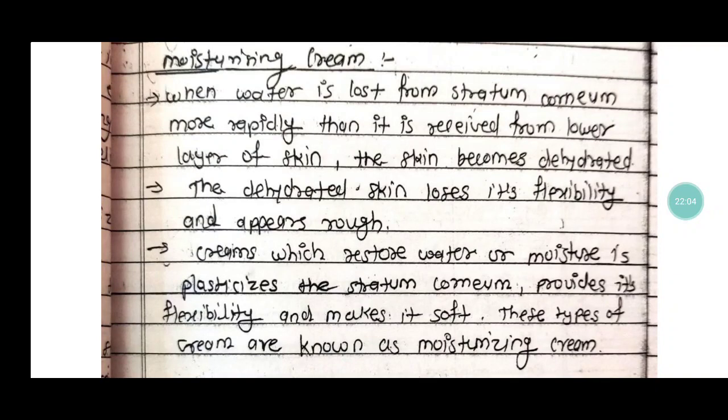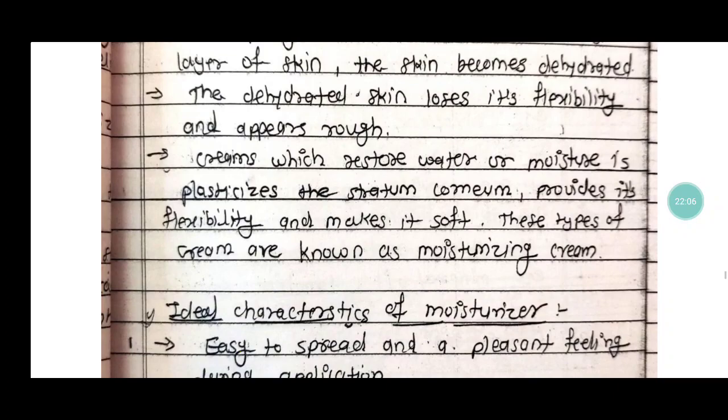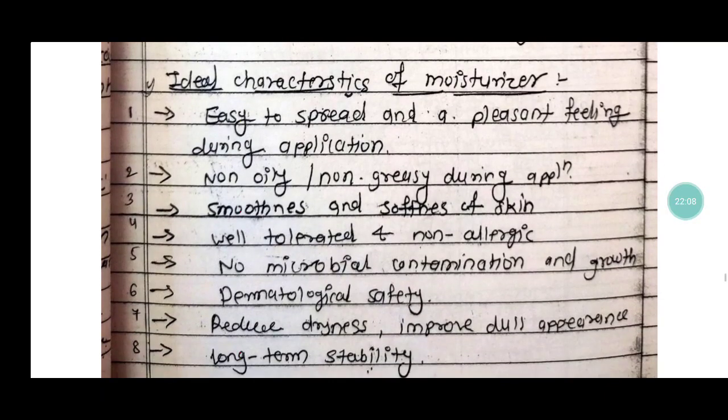So creams which restore water or moisture plasticize the stratum corneum, provide flexibility and make it soft. These types of creams are known as moisturizing creams. The ideal characteristics for moisturizers: it is easy to spread and pleasant feeling during the application. It must be non-oily and non-greasy during the application. It must be smooth and soft for the skin, well tolerated and non-allergic, with no microbial contamination and growth for the skin.